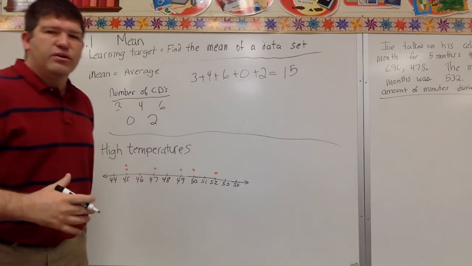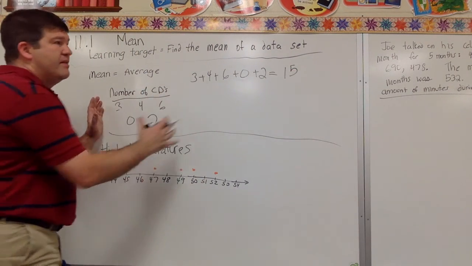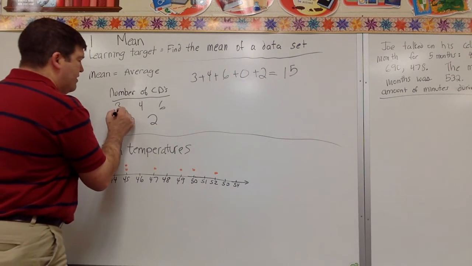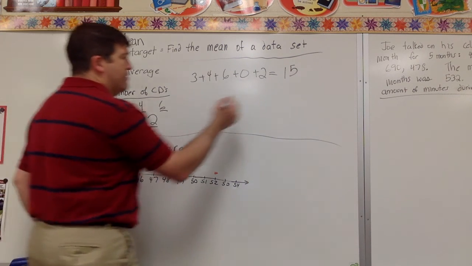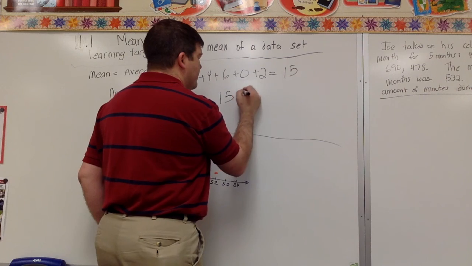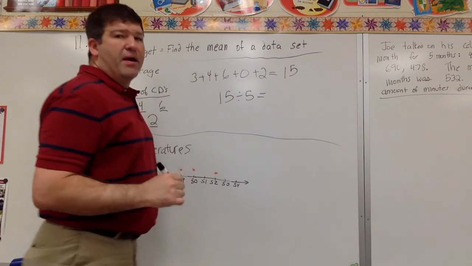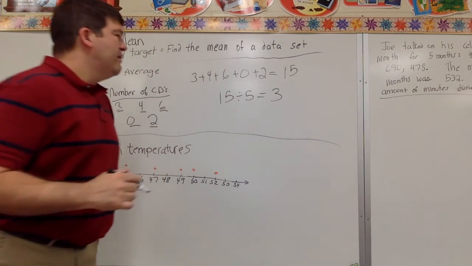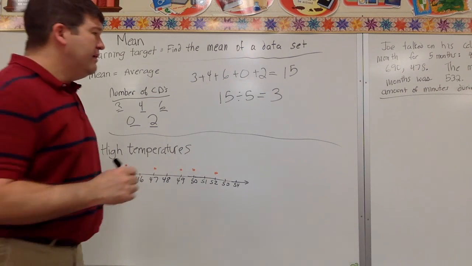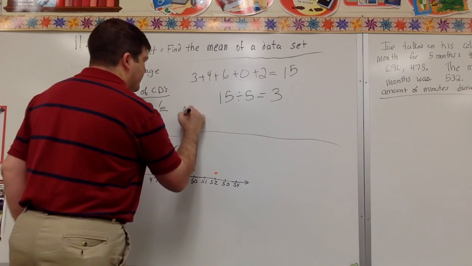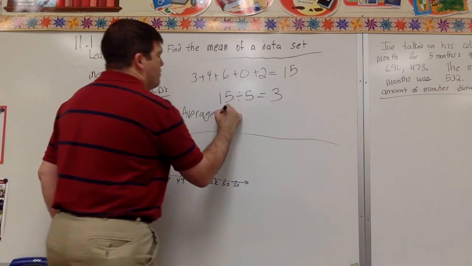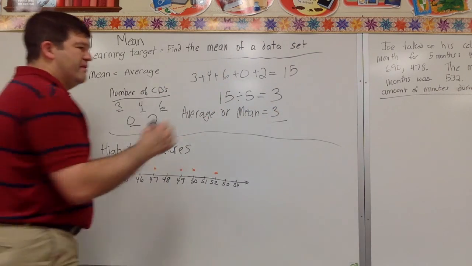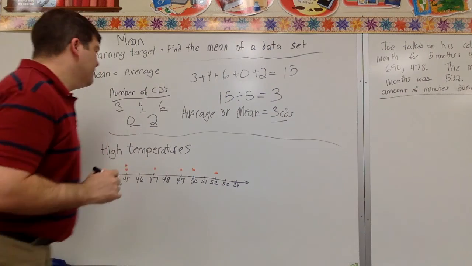So the total amount of my set of data is going to be 15. Now I divide that by the number I have here. Let's say I have 1, 2, 3, 4, 5. So I take my total divided by 5, and this gets me my mean, or my average. 15 divided by 5 is 3. So my average is 3. Average or mean equals 3 CDs. Should label them. There we go. And that's about right.